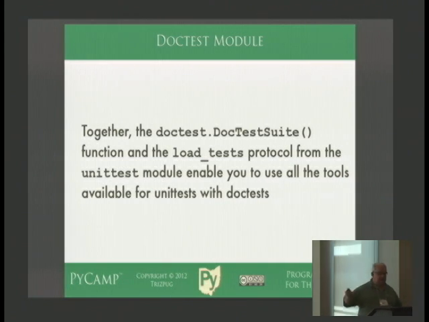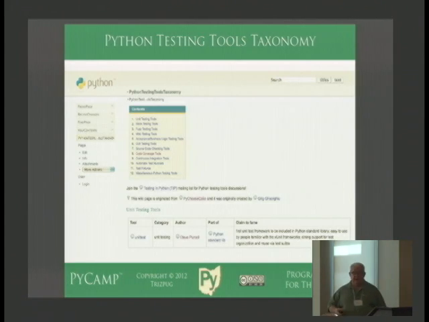Unit tests and doctests work together, and all the testing mechanisms in Python are pretty much built on top of unittest. In fact, you can click on this image in the presentation, or you can search in Google for Python testing tools taxonomy, and you'll come to a page on python.org where there's a list of several hundred testing tools based on unittest.